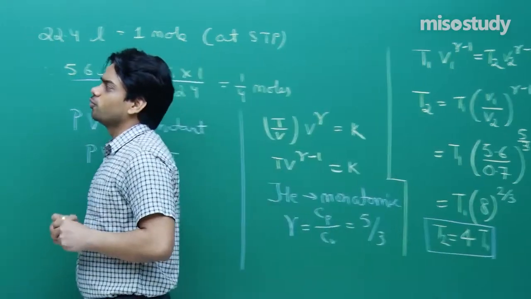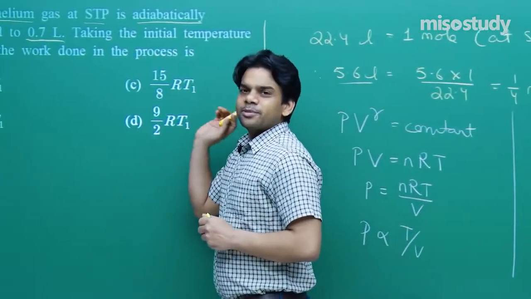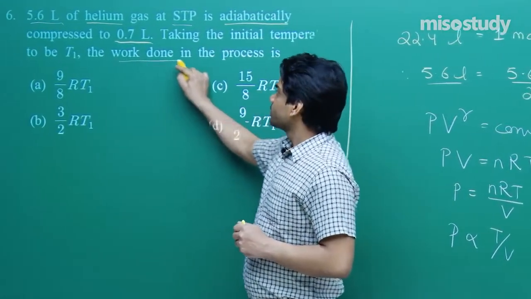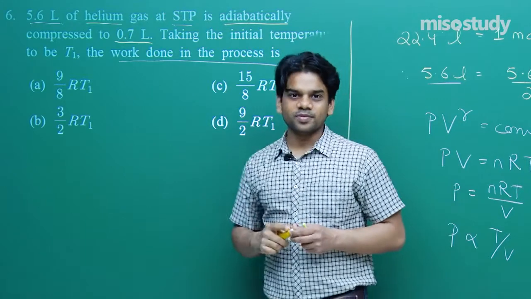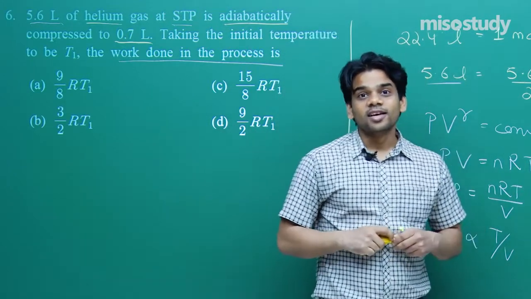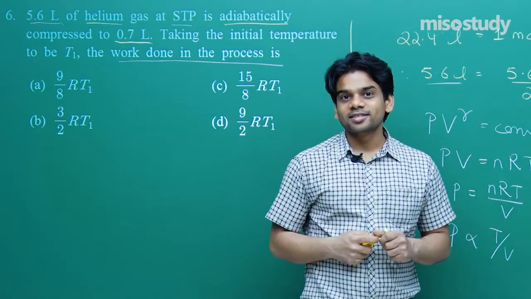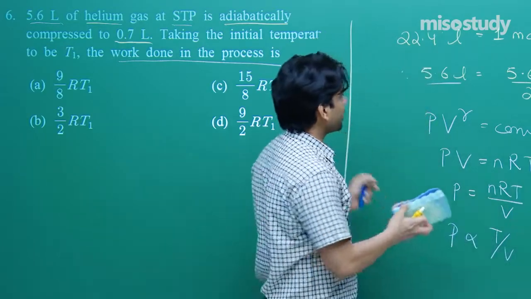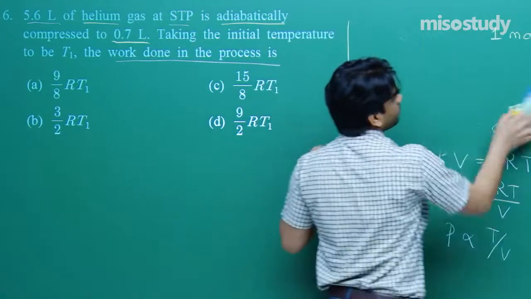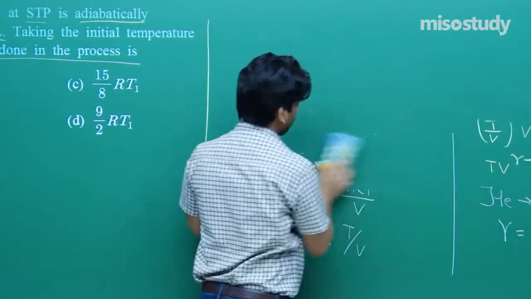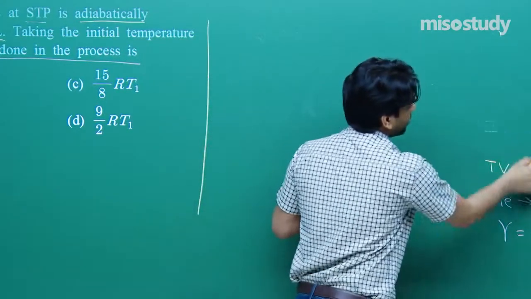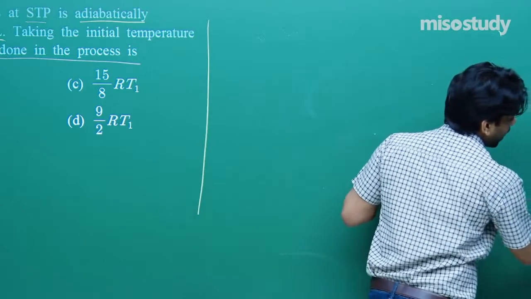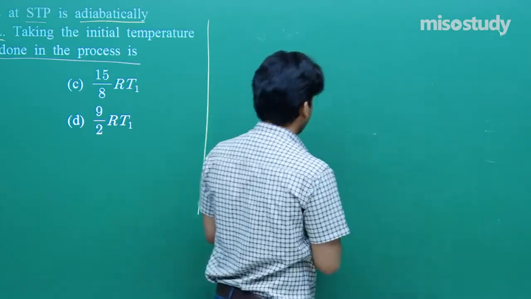Next thing you see what we need to do. Taking the initial temperature to be T1, the work done in the process is, we need to find out what is the value of work done. In an adiabatic process, the heat energy supplied is 0. Let me rub this part, it's not required anymore. Remember 1 by 4 moles is the number of moles of gas that is in the container. For adiabatic process, we know that delta Q is 0.